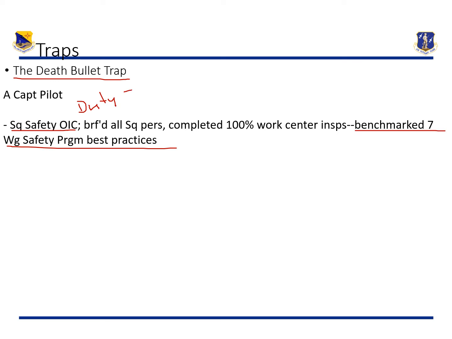Duty title. How are we backing that up? Okay, well, let's see. Briefed all squadron personnel, completed 100% work center inspections. And so the death trap bullet is usually highlighted when we have an amazing result, but the actions behind that result don't really connect to that result.